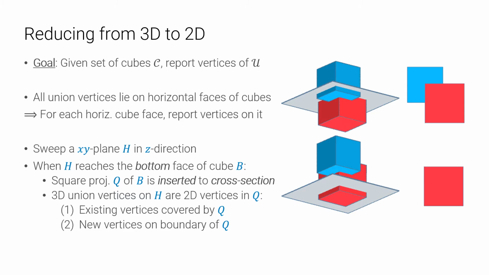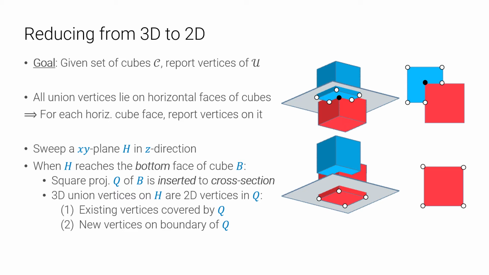Before we begin, we'll note that we're going to focus only on reporting the vertices of the union as opposed to also its edges and faces. Reporting the edges and faces is relatively straightforward in comparison to the vertices. So we'll first make the observation that every union vertex is defined by the intersection of 3 cube faces. In particular, one face is horizontal. So we'll restate the problem as reporting, for each horizontal face of the cubes, the union vertices that lie on it. Of course, some faces might not have any vertices on it.